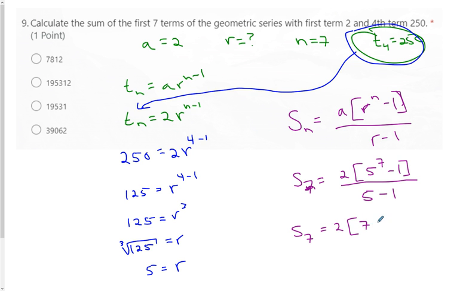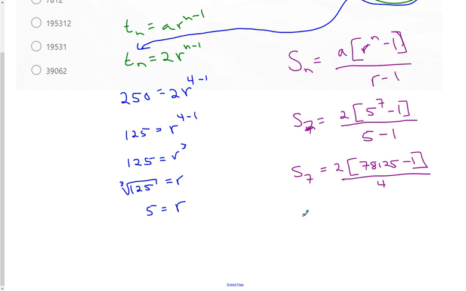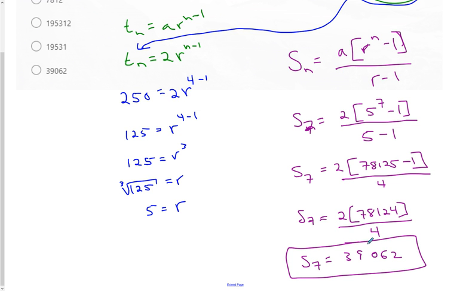5 to the 7, if you plug that into your calculator, you get 78125. 5 minus 1 is 4. So it's going to be 2 times 78124 divided by 4. We work that out, we get 39,062. That's our sum of the first 7 terms. Hey, that's one of the answers on there.